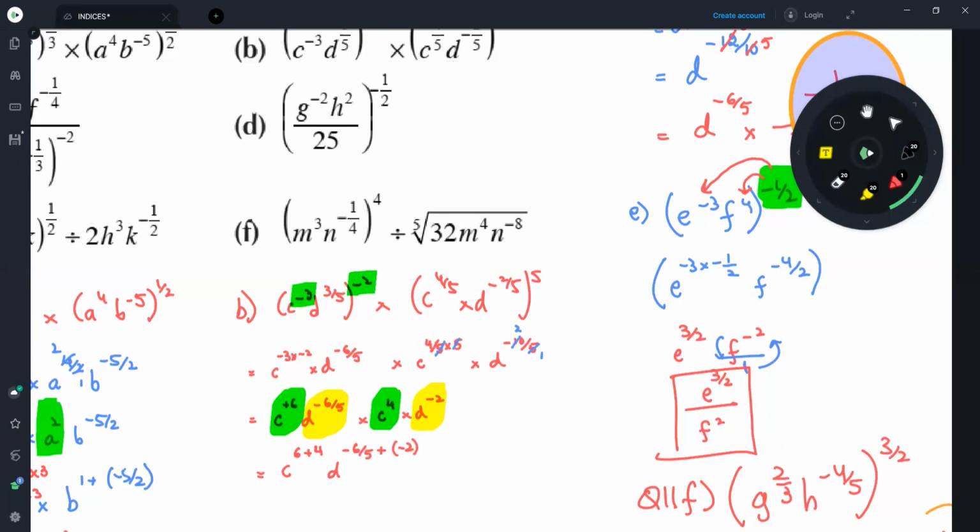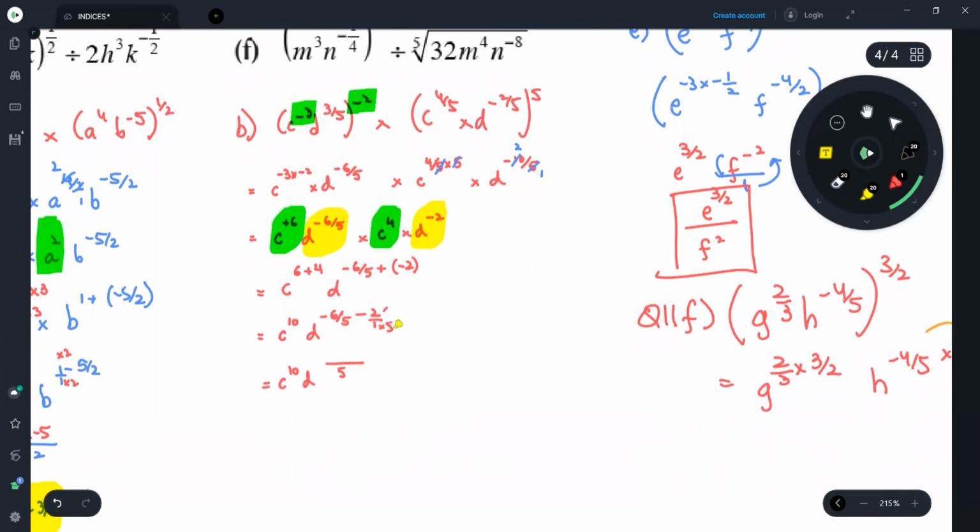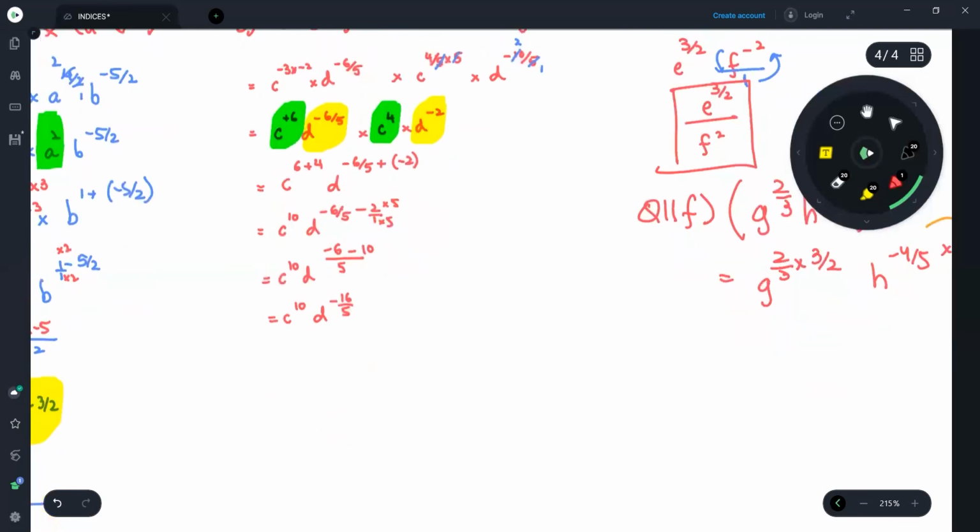It's going to be d to the power minus 6 over 5 plus minus 2. Yes or no? Yes. The next step would be c raised to the power 10, but d would be minus 6 over 5 minus 2. Plus minus is minus. Yes or no? Yes. Now you take out the LCM, please. c raised to power 10, d raised to the LCM is 5. Go to multiply 5 multiplied by 5 minus 6 minus 10. What do you say? Yes. And c with the power 10 and d to the power minus 6 minus 10, which is minus 16 over 5.